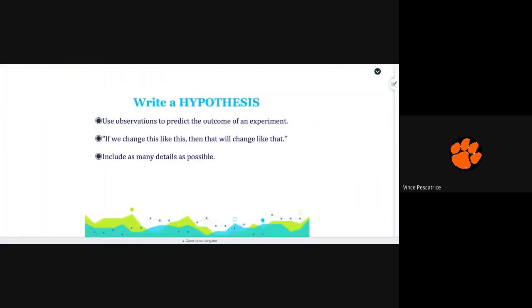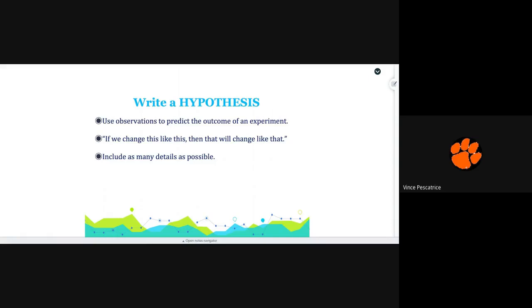All right, so now we're going to move on to our hypothesis. The hypothesis is based in an if-then statement. So it's an if, comma, then what will happen. So if this thing, then that thing. So the observations will predict the outcome of the experiment.